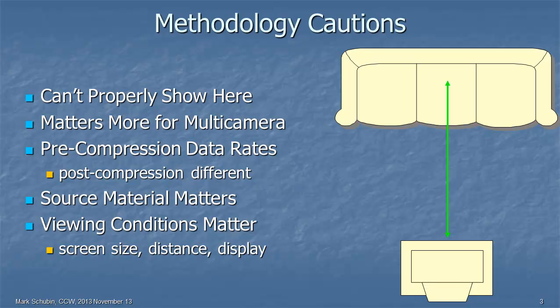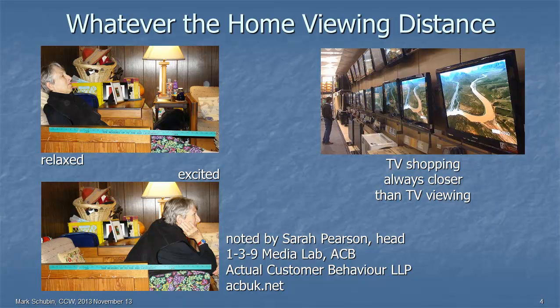On the right, you see the standard Lechner distance of 9 feet based on how rooms are shaped. You sit on the couch, the TV is at the other end of the room. But whatever the home viewing distance is, maybe it's 9 feet or 2.7 meters, maybe it's something else, there's a difference. If you're relaxed while you're watching, then maybe you lean back. If you're excited when you're watching, then maybe you lean forward. That green bar that you see in the two pictures on the left is a yardstick. So there's about a 3-foot difference in viewing distance there from the same seat, looking at the same screen. Also, whenever you go shopping for a TV, you stand much closer to it. So you're going to see things when you shop for the TV that you don't see when you have it at home.